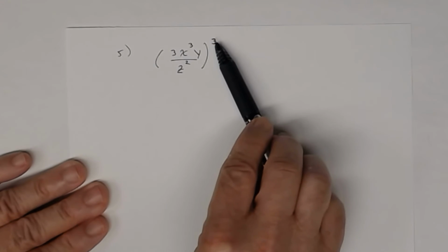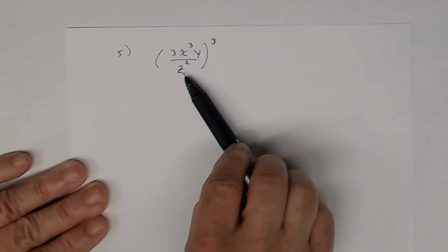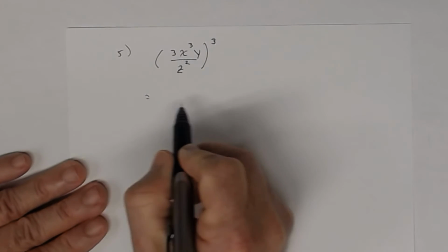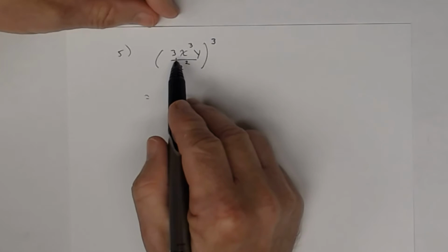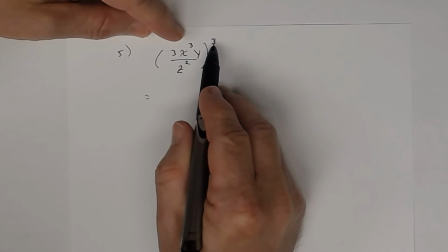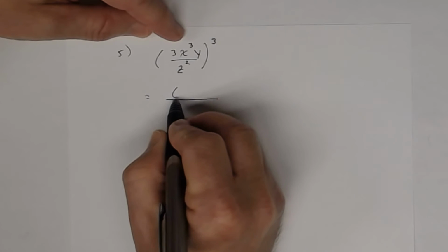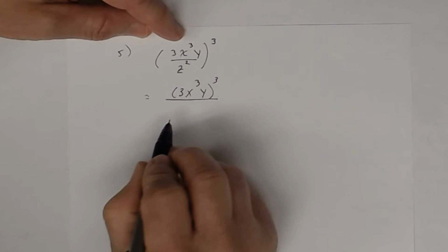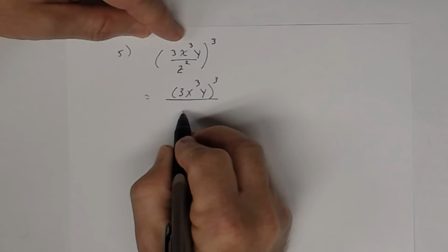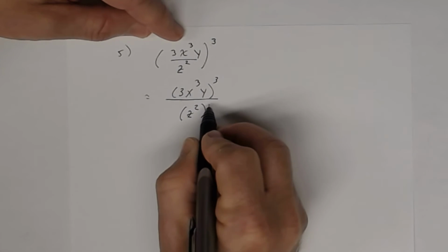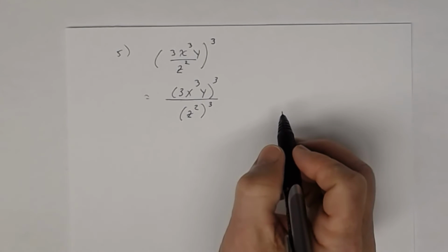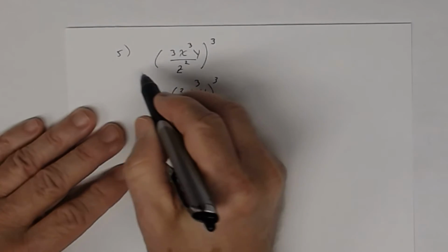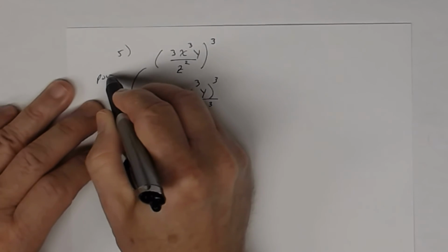Notice I have a power of a quotient. So let's go ahead and use that rule. The power of a quotient says I take the numerator and raise it to that exponent. So I'm going to write it like this: 3x cubed y, all raised to the third power. And I'm going to take the denominator and raise it to that exponent. So z squared raised to the third, just like this. So I used the power of a quotient to get it to this point, just like I did in the previous problem.